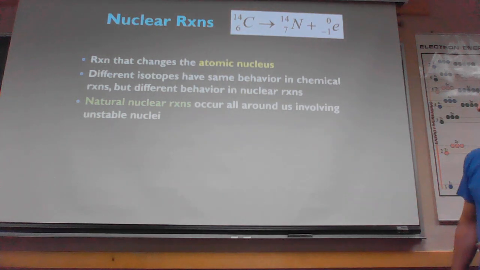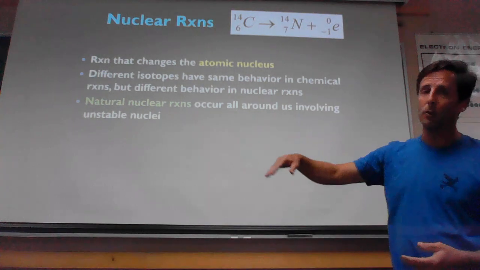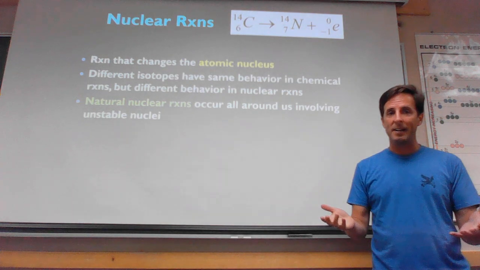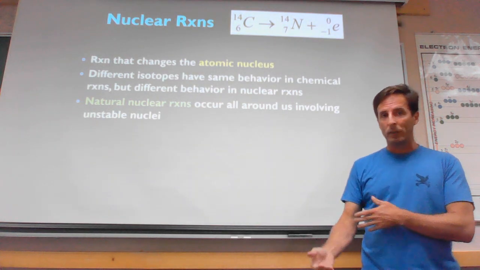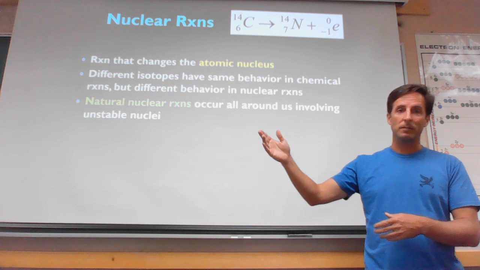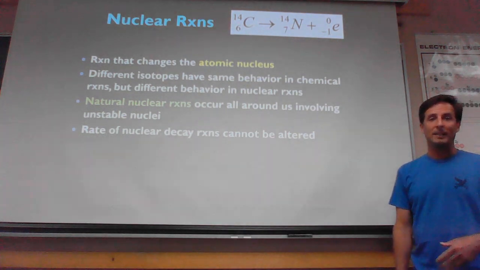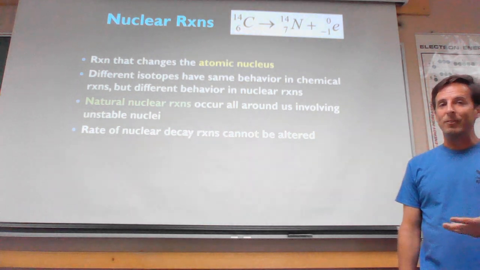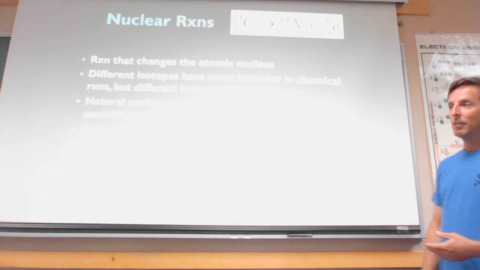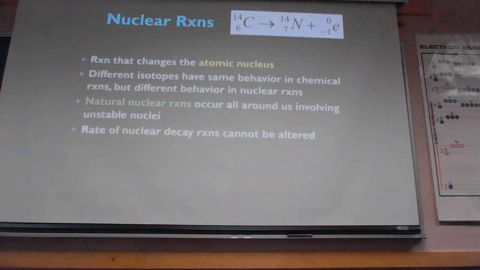Now, natural nuclear reactions are happening all around us, specifically with unstable nuclei. If a nucleus is unstable, it's going to spontaneously decay. Some of these are going to happen quickly if they're really unstable nuclei. Some of them are going to happen over millions of years. And that's some of the stuff we're going to study. How quickly those reactions happen is something that we can't really control. Carbon-14 has a half-life of 5,730 years. There is nothing we can do to change that number.